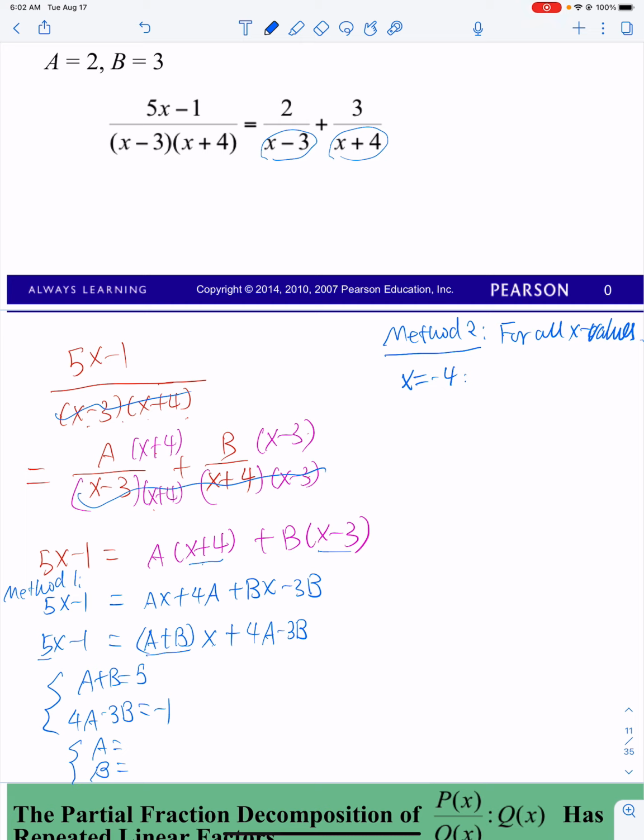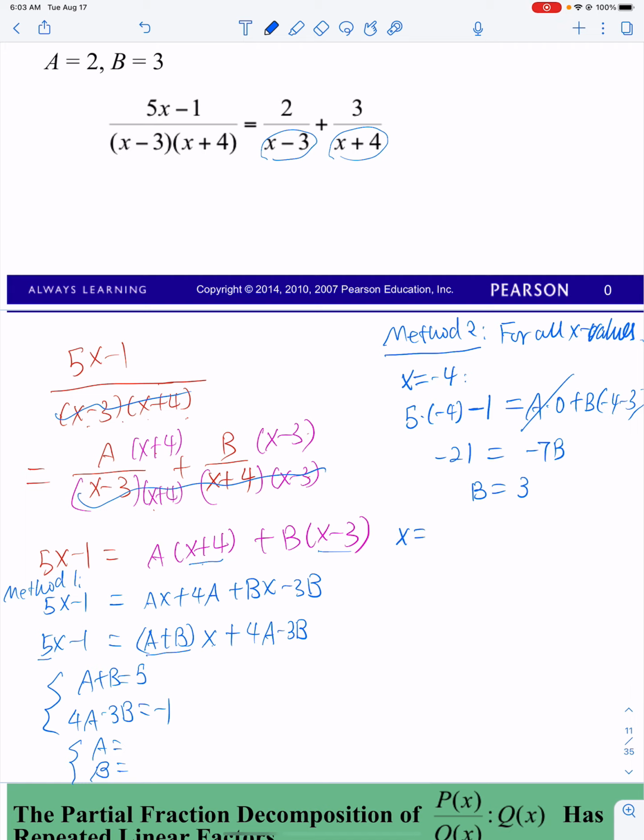So when x equal to minus 4, what do you have? 5 times minus 4 minus 1 equals A times 0 plus B times (minus 4 minus 3). So what happened? A is gone, yeah? Minus 20 minus 1 is minus 21, which is minus 7B. What will be B? 3.